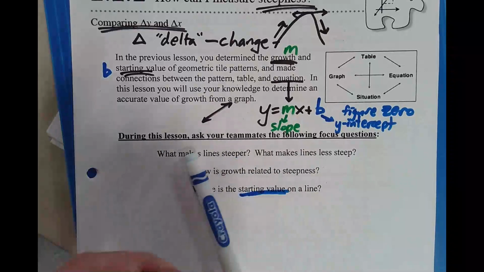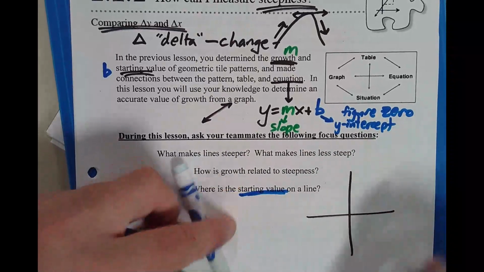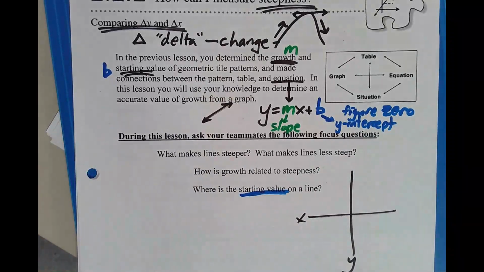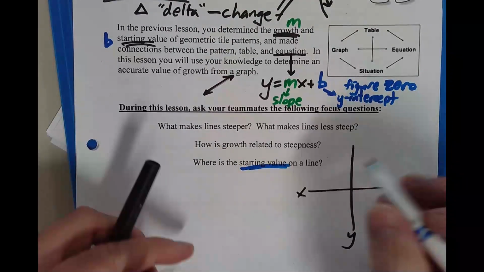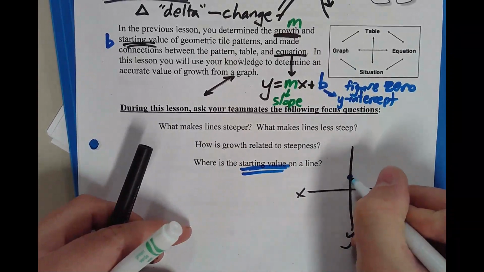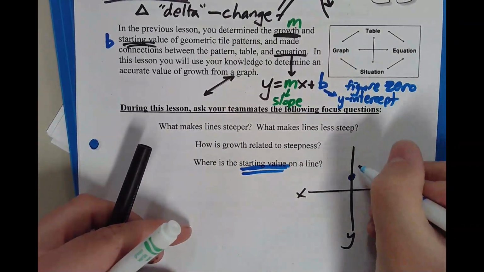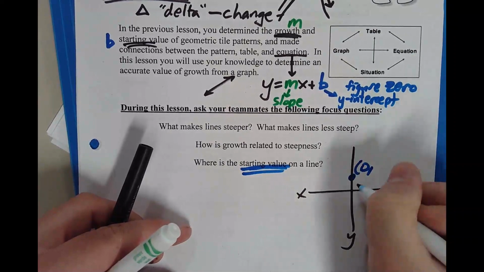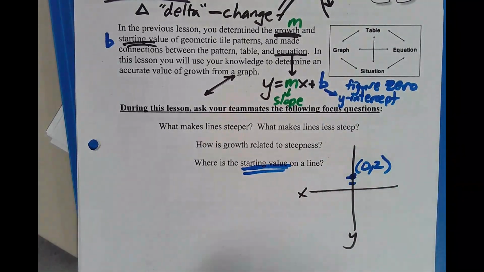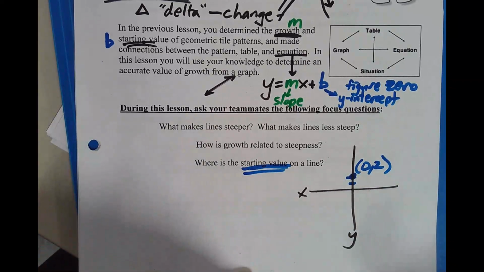Yeah, if we have the x and y axis, x is the horizontal axis, y is the vertical axis, and the starting value just happens to be somewhere on this line. For example, this one would be 0, 2, and that's your starting value. Okay? Let's flip our page. Let's make sure we have these notes complete.